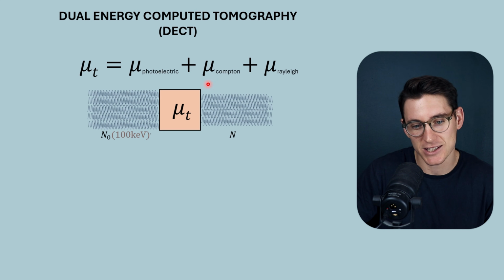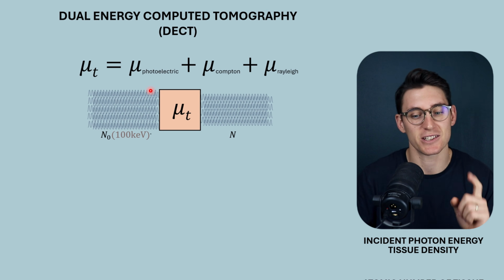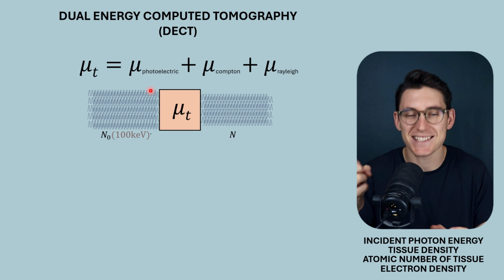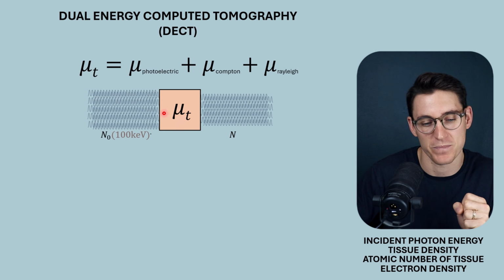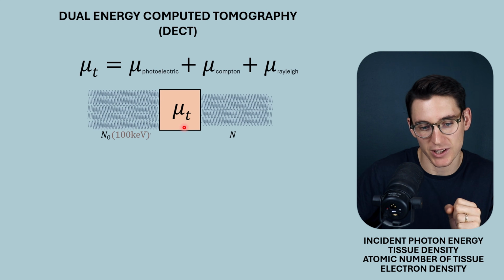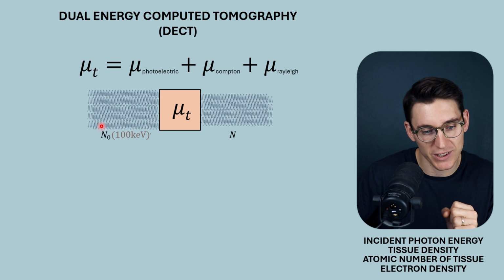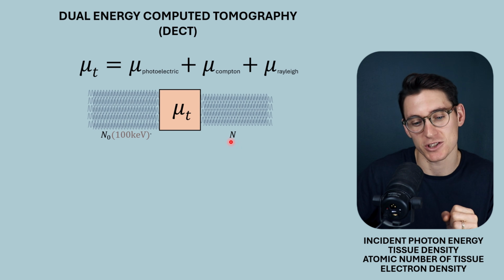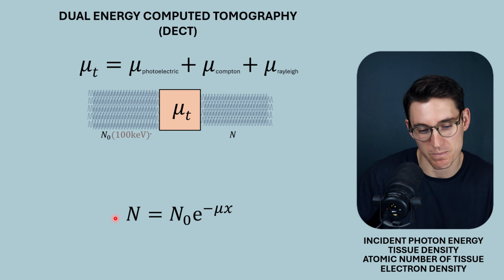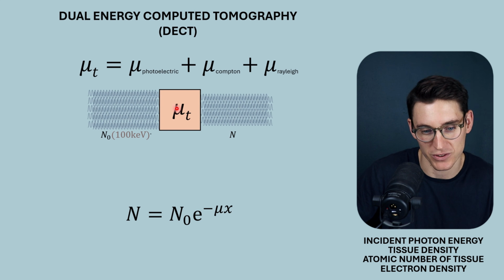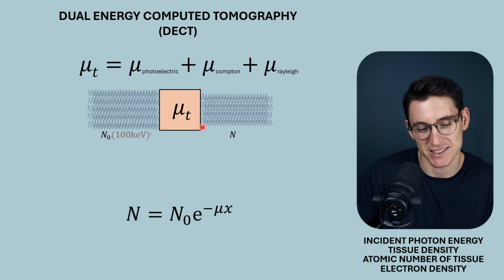Now we know that these processes are dependent on certain factors. They're dependent on the incident photon energy. They're dependent on the density of the tissue, the atomic number of the tissue, as well as the electron density of the tissue. Now, if we know the length of tissue that the X-rays are traveling through, and we know the intensity of the incident X-ray beam as well as the transmitted X-rays, we can calculate the linear attenuation coefficient using this formula here: the transmitted intensity equals the incident X-ray intensity times e to the negative exponent of the linear attenuation coefficient of this tissue multiplied by a set distance here.